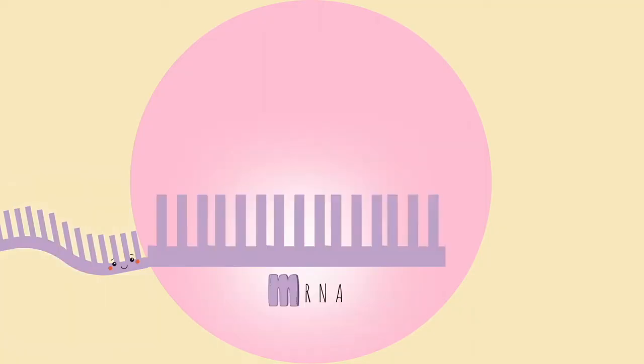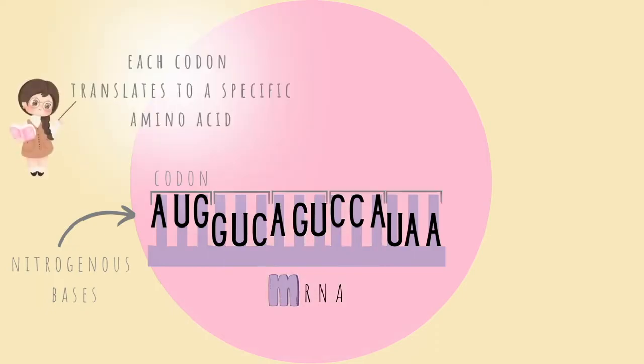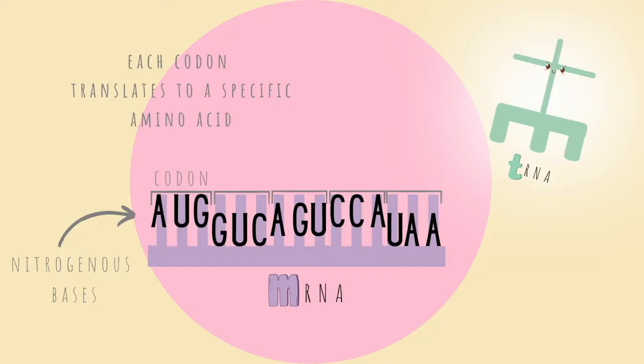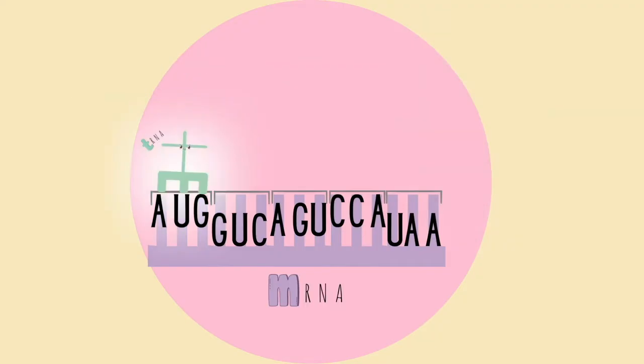Remember, our mRNA is going into the ribosome. So here's our mRNA strand inside of the ribosome. The mRNA has nitrogenous bases that are organized into codons. Every 3 bases are equal to 1 codon. And remember, each codon translates to a specific amino acid. This process is all possible because of tRNA, the transfer RNA. Transfer RNA comes in and sits on each codon one by one and translates it into an amino acid.